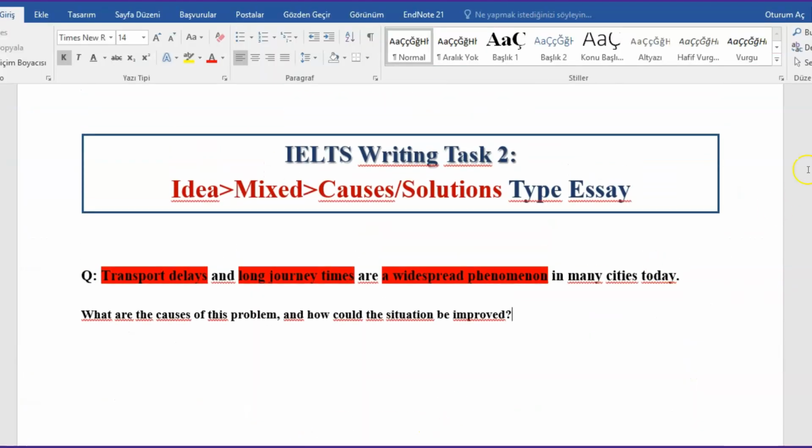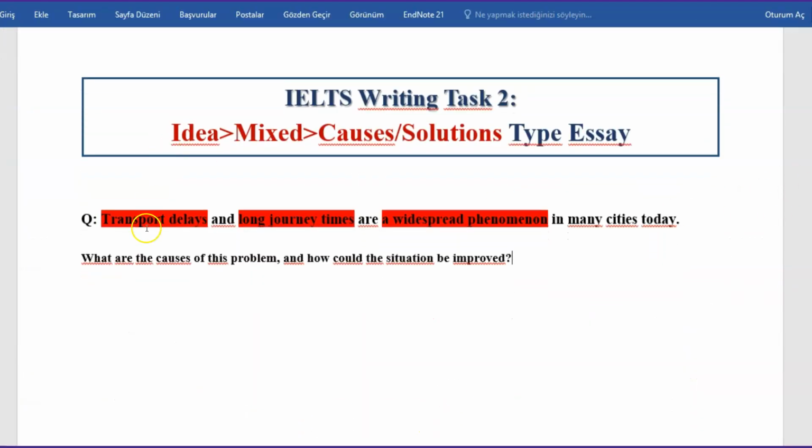Our question here is: transport delays and long journey times are a widespread phenomenon in many cities today. What are the causes of this problem, and how could the situation be improved? Pay attention to the transport delays, long journey times, and a widespread phenomenon in cities, right?